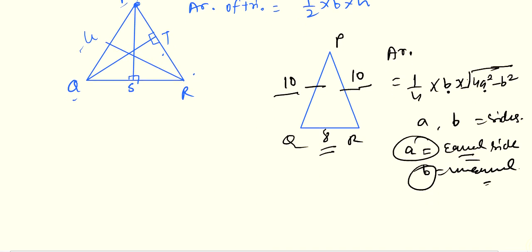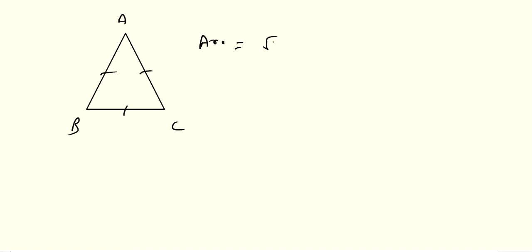Then what when you are having equilateral triangle? So for an equilateral triangle ABC, all the sides are equal. So the area of equilateral triangle is under root 3 by 4 into A square. A is your side. Then one more formula we are having here, Heron's formula.